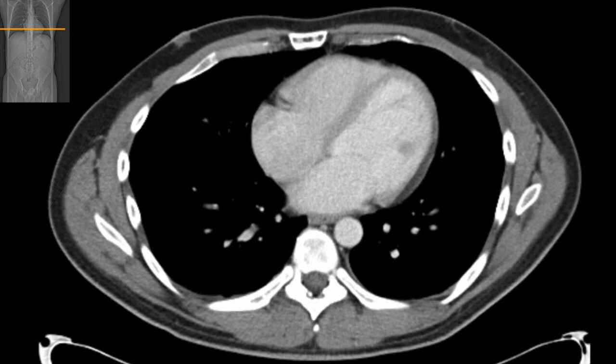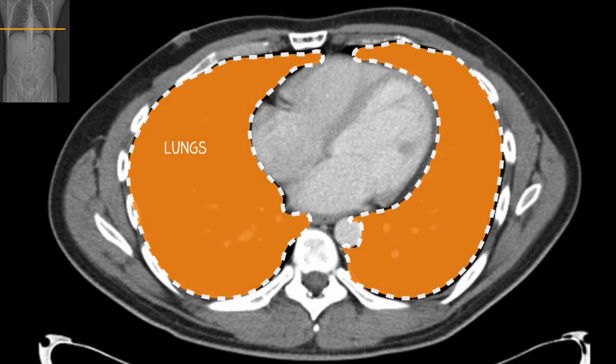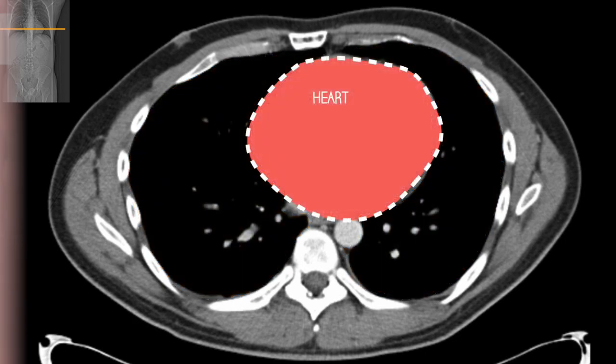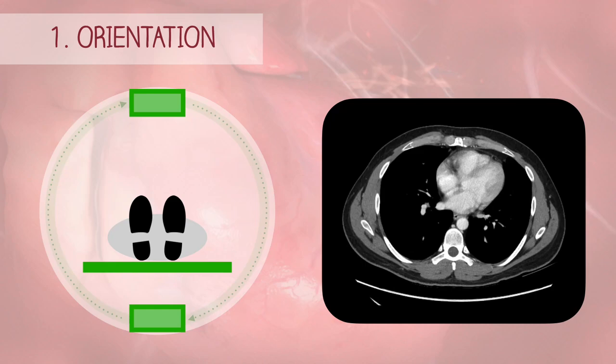This is a cross-section of the thorax. The most prominent organs you can see are the lungs, which appear black due to their high air content, and the heart. We're looking at the body as if we're standing at the patient's feet, looking up toward their head. So the left side of the screen shows the patient's right side, and the right side of the screen shows their left.